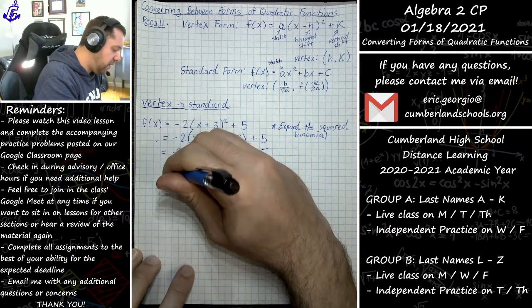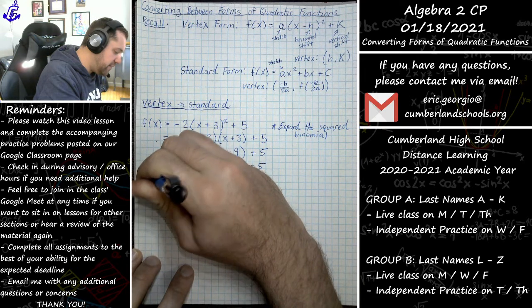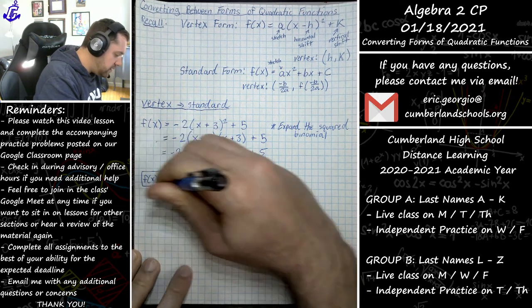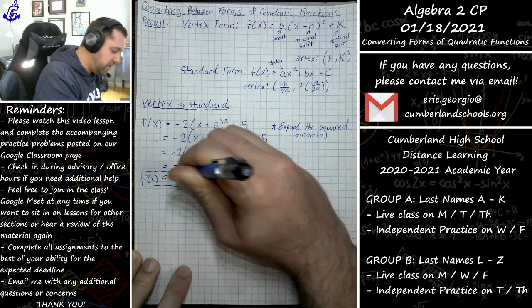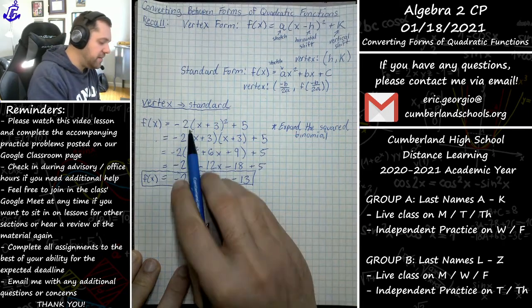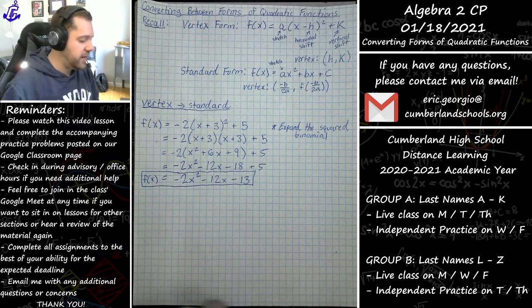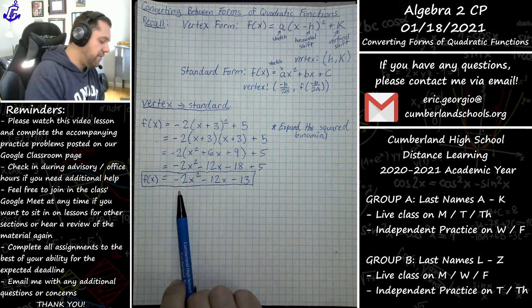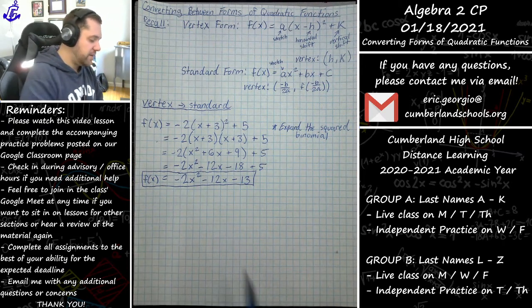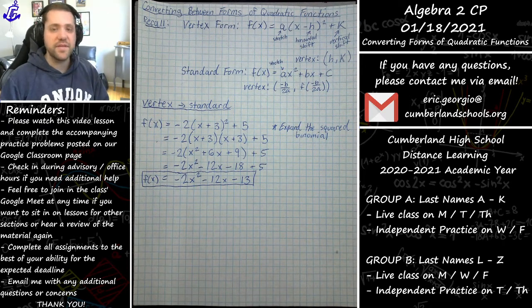These functions are exactly the same. I'll say f of x equals, just written in different ways. So if you sketch the graph of this, negative 2 times x plus 3 squared plus 5, and you sketch the graph of this, negative 2x squared minus 12x minus 13, they will be the same parabola.